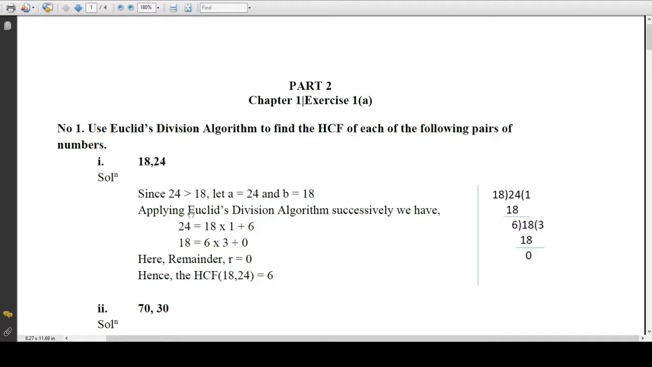Okay. Now, applying Euclid's division algorithm, you will write it this way: 24 is equal to 18 multiply 1 plus remainder 6. Now, take this 18 as the dividend, 6 as the divisor. 18 is equal to 6 multiply 3 plus remainder 0. Here the remainder is 0, therefore the algorithm will stop here and the last divisor will be taken as the HCF, that is 6. The last divisor will be their HCF.